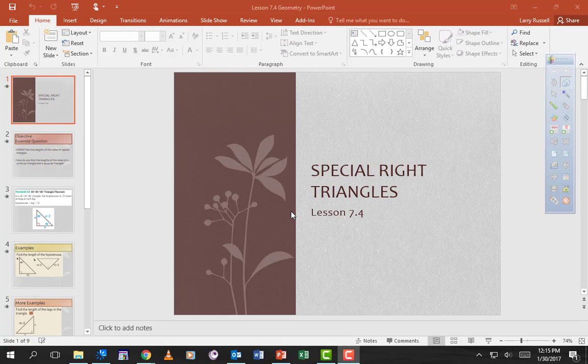Okay, so today we're going to learn about the 30, 60, 90 triangle and also the 45, 45, 90. They're called special triangles. So, by the way, you might want to see a picture of these.